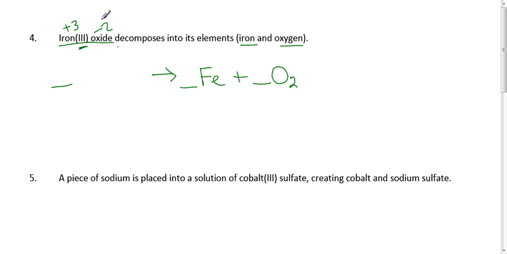Anytime you have a 3 and a 2, remember you have to work to make them both equal 6. That's the smallest number they could both equal. We also talked about how you could basically just make those numbers switch places to become the subscripts. So we would have Fe2O3. So you have a -6 and a +6, and they cancel each other out. So we do need to go ahead and balance this.